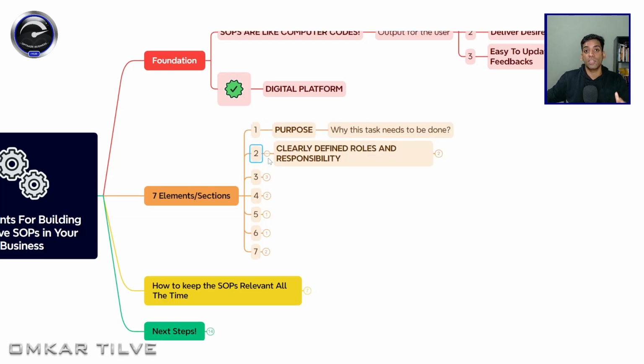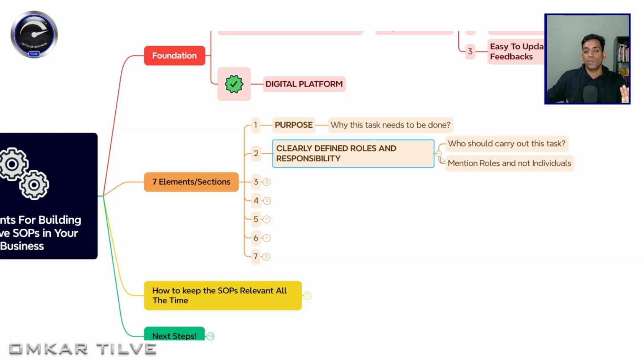Next, you should clearly mention the roles and responsibility of the person who is carrying out this task. So you should clearly mention who should carry out this task, and mention it based on the role of who the task is going to be carried out by, and not on the individual person. For example, you have an employee named Pooja and her role is a sales executive. So write and mention sales executive on the SOP and not the individual's name, because the individuals may change, but the roles will always remain constant in your business.